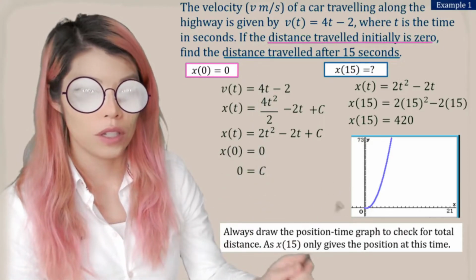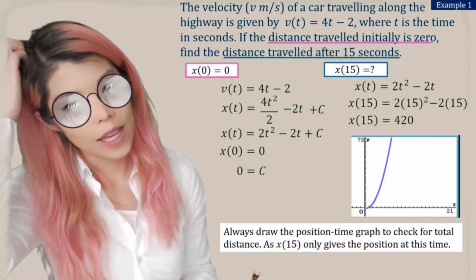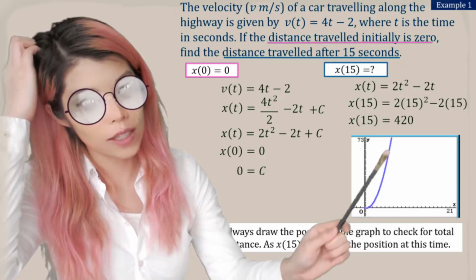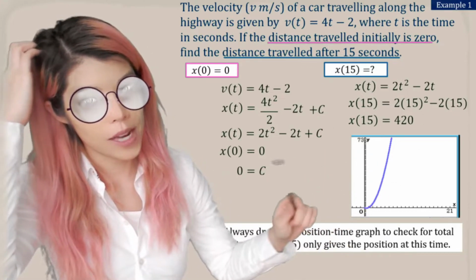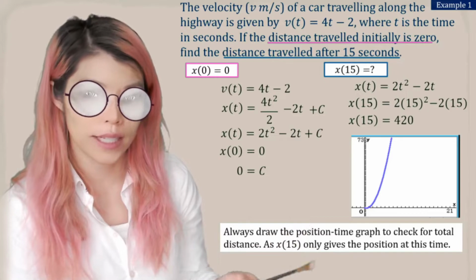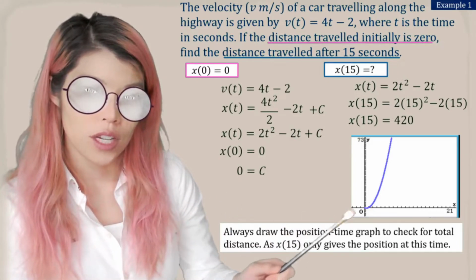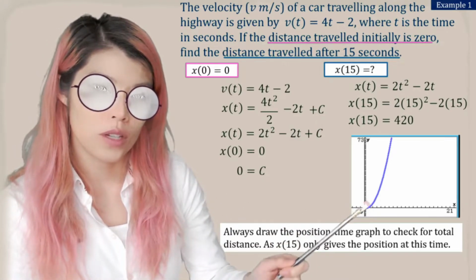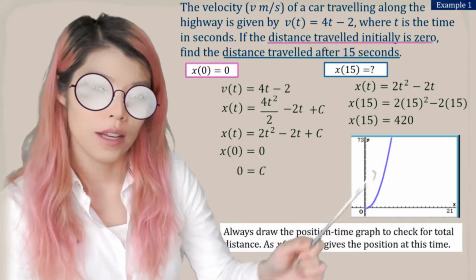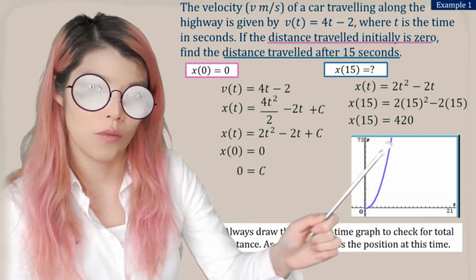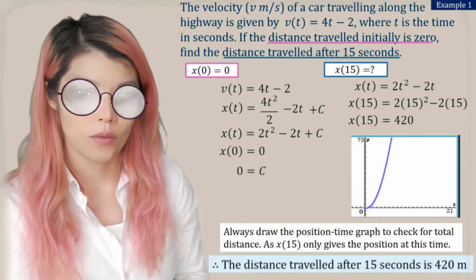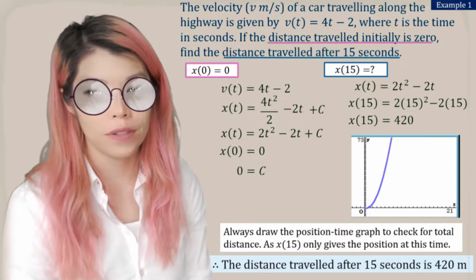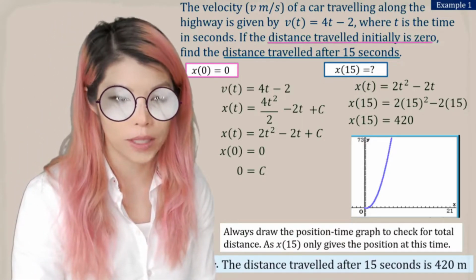So always draw a position time graph on your CAS, if you have the CAS, to check that that is the total distance. If your graph is going up and down, then it's probably more than that or less than that. So sketching it, we know that we're traveling further and further away. So if x at 15 gives us 420, then we can say that the distance traveled after 15 seconds is 420 meters. Example 2.